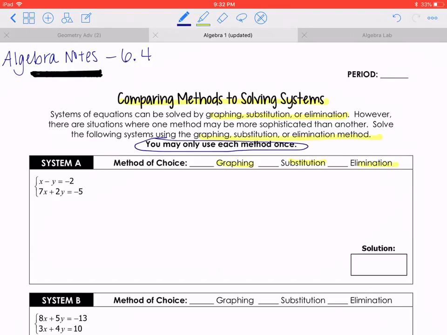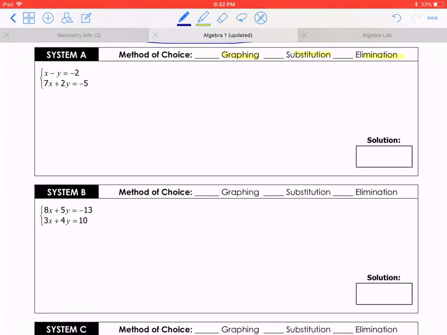The important reason to understand how to use each method is because sometimes you might be asked to use a specific method. So you have to be able to use them all. We don't want you to focus on just understanding one of them because all of them are going to be useful. So the way you're going to decide, I've got all of these systems.